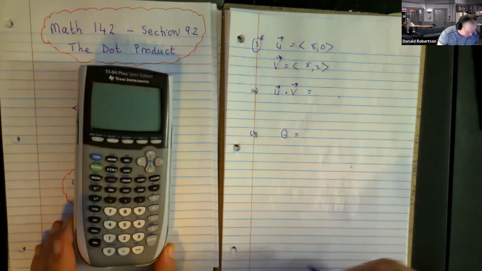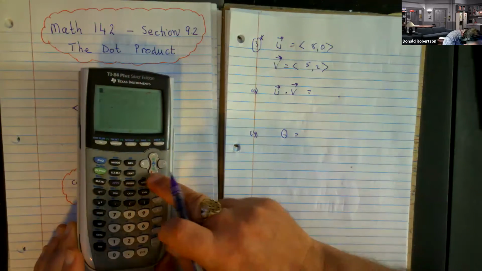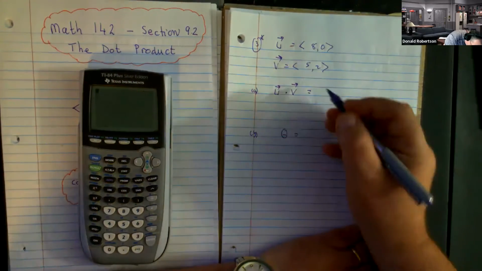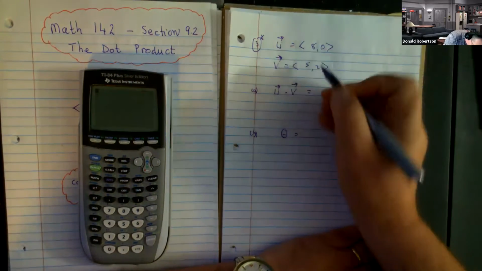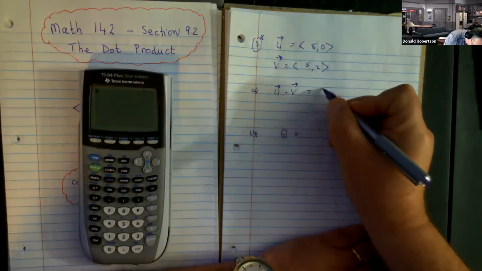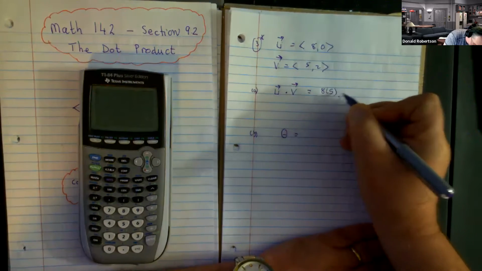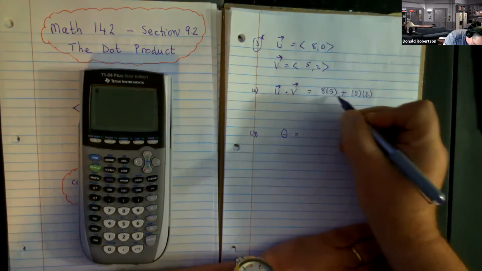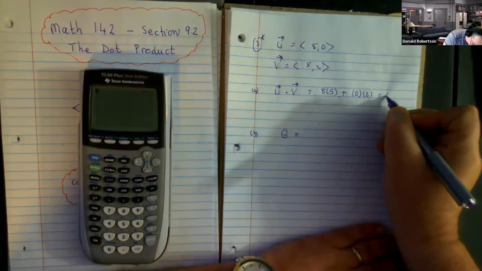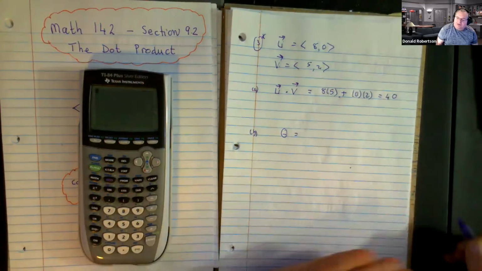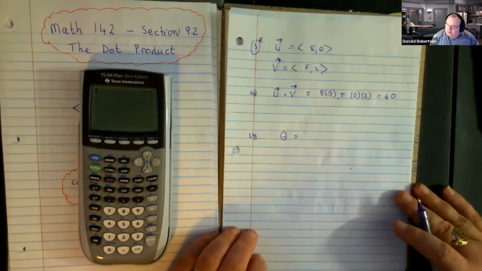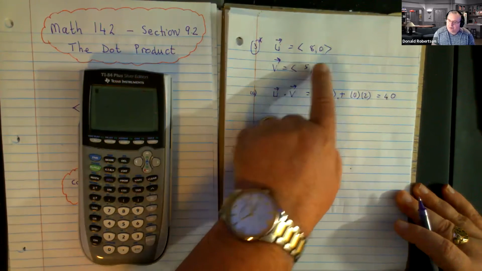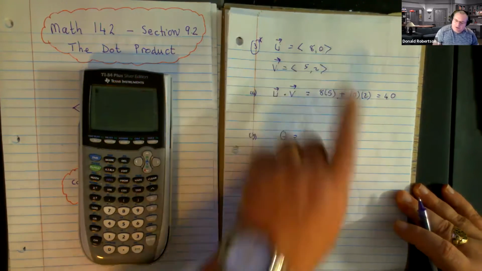So get my calculator handy because I know I'll need it. Make sure I'm in degrees, which I am, and we're ready to rock and roll. The dot product, the x component, 8 times 5, plus 0 times 2, that's 40, that's nothing. So the dot product is 40. It's as straightforward as that, right? X component times x component plus y component times y component.